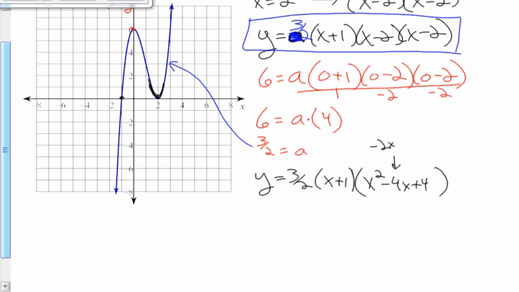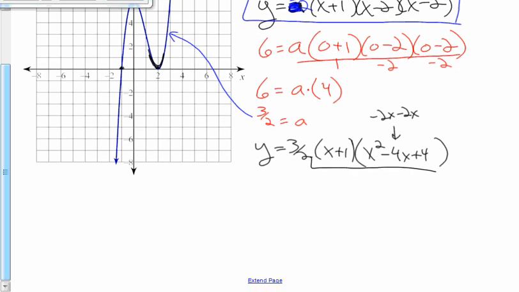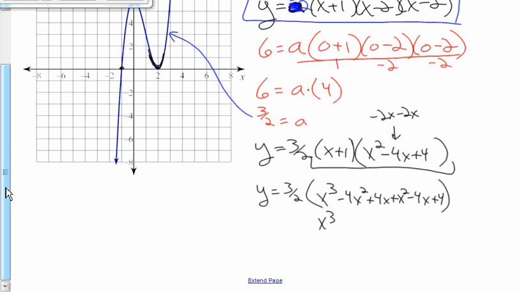This is because you had 2 minus 2 x's. Then I'm going to multiply these two together. I'm just going to save the fraction till the end. So if we multiply this together, we get x cubed minus 4x squared plus 4x plus x squared minus 4x plus 4. And then we can combine a few things there. So this would be x cubed minus 3x squared. Our x's cancel. We have plus 4.